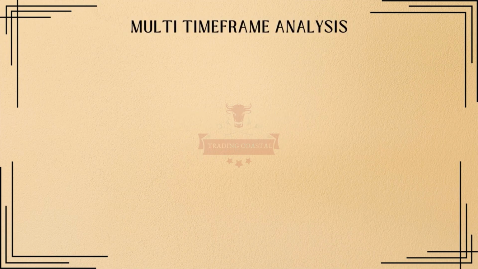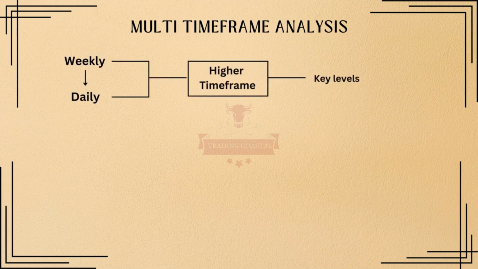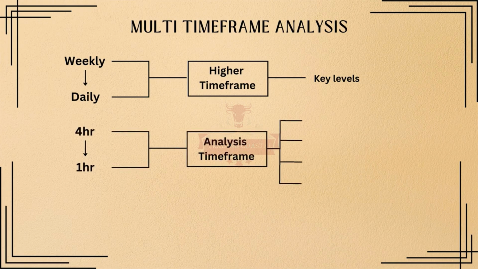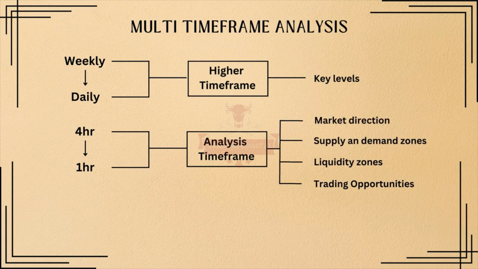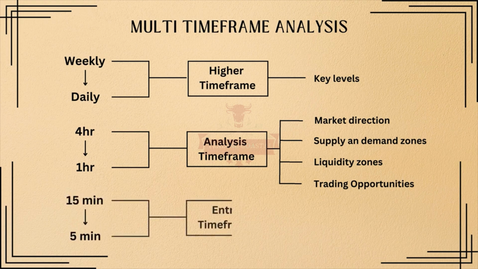We consider 3 types of time frames in our chart analysis, starting from higher time frames. First, we have weekly and daily, which we only use to identify higher time frame key levels of the market structure. Second, we use the 4-hour and 1-hour time frames to do most of the analysis, including identifying market direction, supply and demand areas, order blocks, liquidity zones, and trading opportunities. Third, we will use the 15-minute and 5-minute time frames, if we need more confirmations, entry reasons, and lower details.